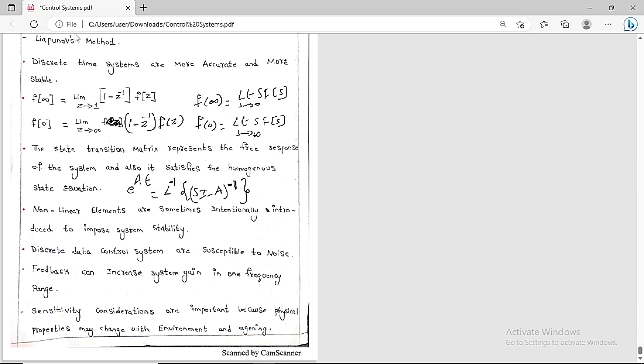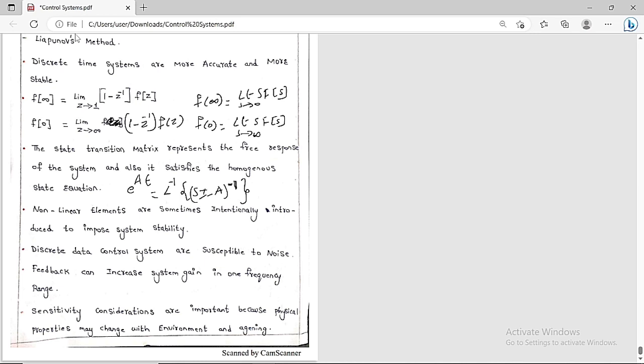The next point is non-linear elements are sometimes intentionally introduced in order to improve the system stability. Suppose you want to improve the system stability, sometimes we intentionally add non-linear elements in the control system. So, non-linear elements are sometimes intentionally introduced into the system in order to improve the system stability.